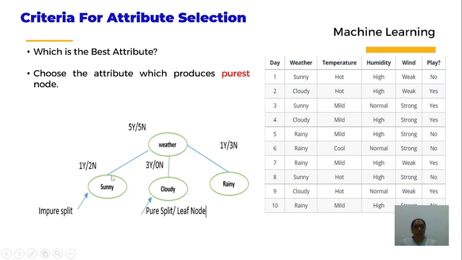Now, if the weather is sunny, here we are getting 1 yes and 2 no. So this is an impure split. Again we take another feature, and based on that we divide or split the decision tree. Again, if the weather is rainy, this is also an impure split, and we divide the tree by considering another feature.